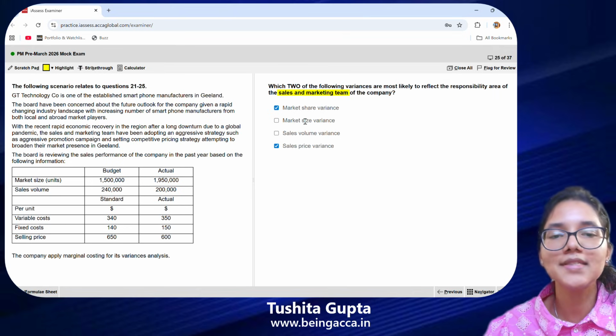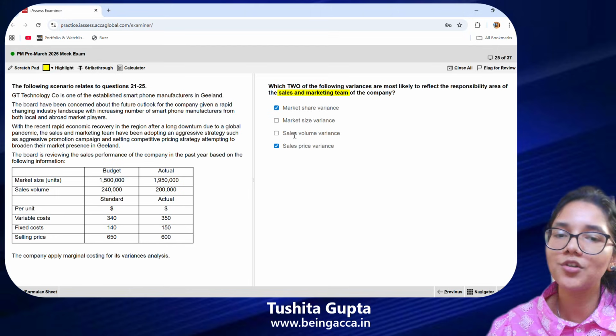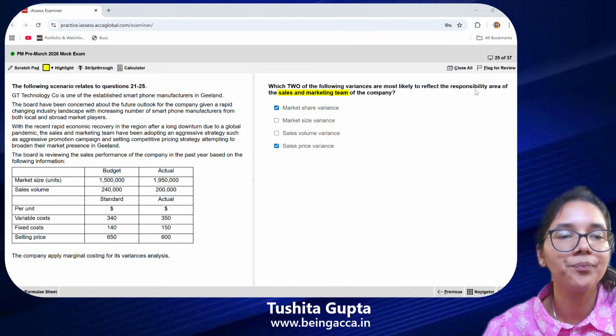If you talk about the size variance, size is a planning variance. Planning is not in our control. And if you talk about volume variance, it is the sum total of share and size. So if size is not in our control, I cannot say that the volume will be in my control. So my answers have to be option 1 and 4. All clear, guys? Understood this case study? Okay, great.